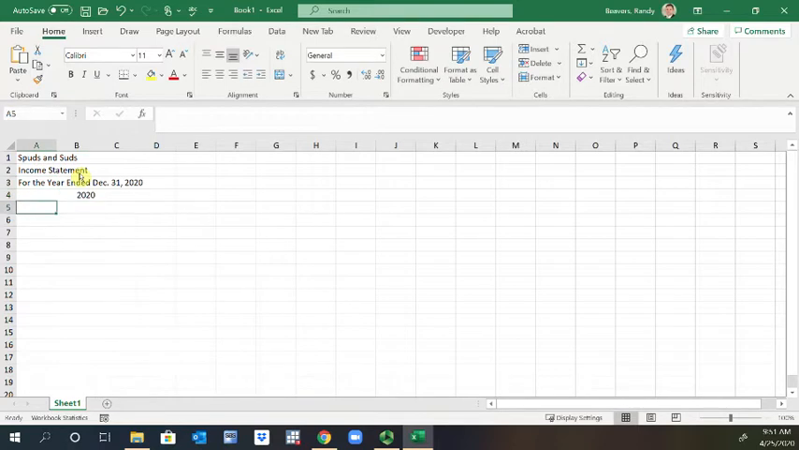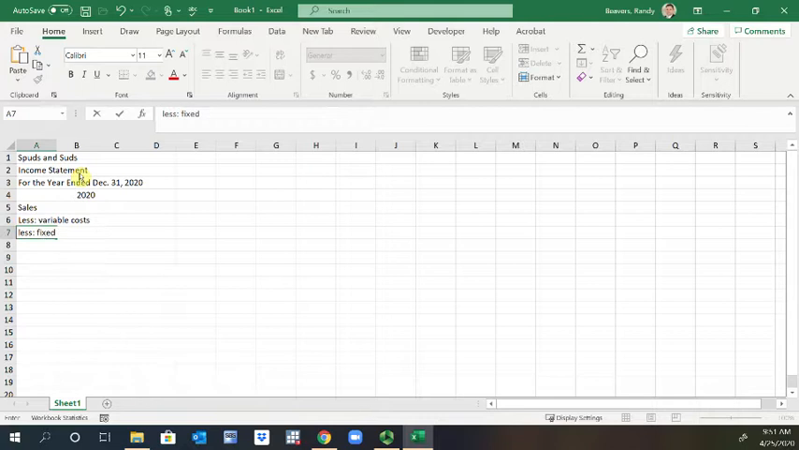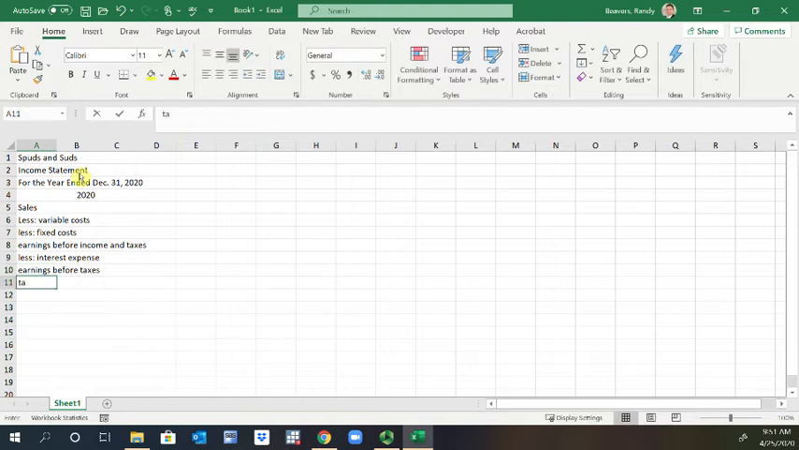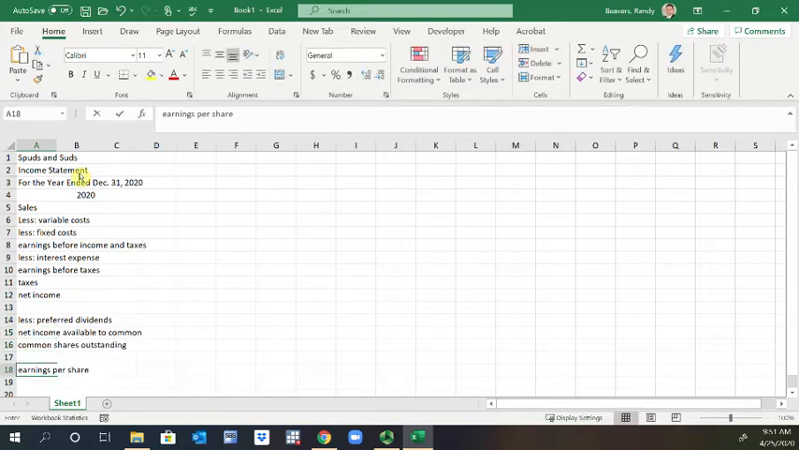So in cell B4, I'll put 2020. We start with sales. This is going to be a different kind of income statement where costs are grouped as variable or fixed. Earnings before interest and taxes, less the interest expense, earnings before taxes, net income. Skip a line, we're going to have preferred dividends in this example. So we'll have net income available to common shares outstanding, and earnings per share.